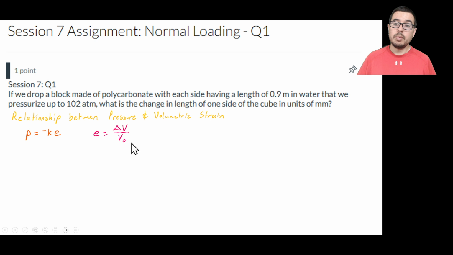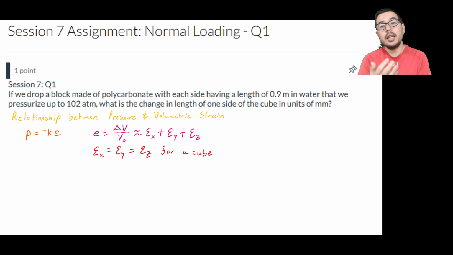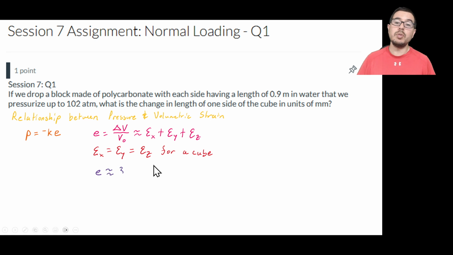And if you look at the previous slides or the lecture that we had, you'll see that for this cube, the volumetric strain is about equal to epsilon x plus epsilon y plus epsilon z. And in a cube, we also know that the change in length divided by the original length for each one of the sides is going to be the same. And so epsilon x is equal to epsilon y is equal to epsilon z. And we can say that the volumetric strain is going to be approximately 3 times this linear strain in any one of these directions.